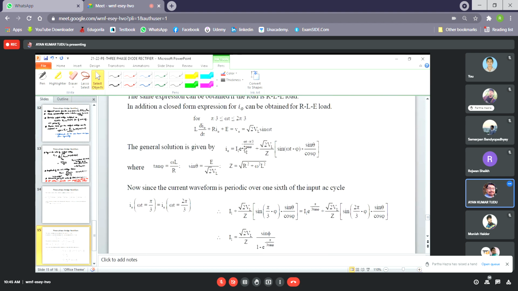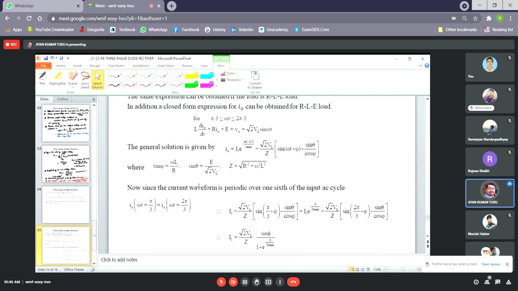plus root over 2 into VL, or we can replace it by VM also, root over 2 into VL by Z into sine (omega t minus phi) minus sine theta by cos phi, where tan phi is equal to omega L by R. Theta is the point where the line voltage exceeds the battery voltage E, and Z is equal to root over of R square plus omega square L square.